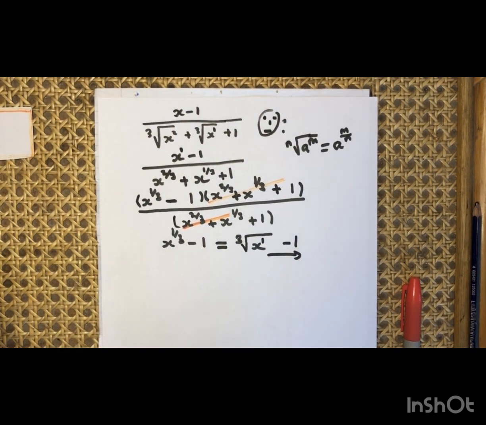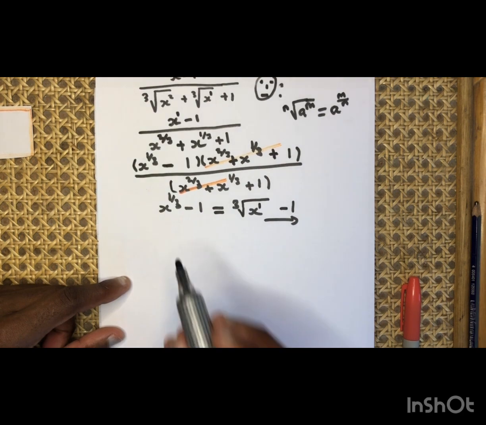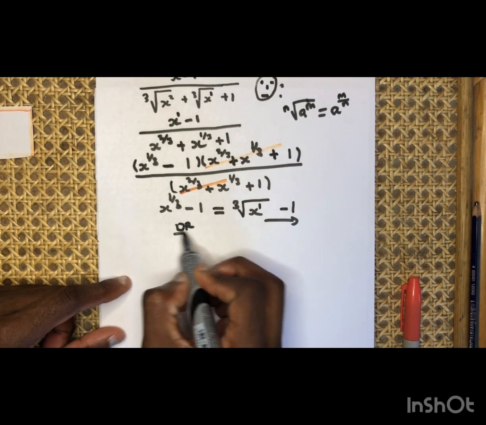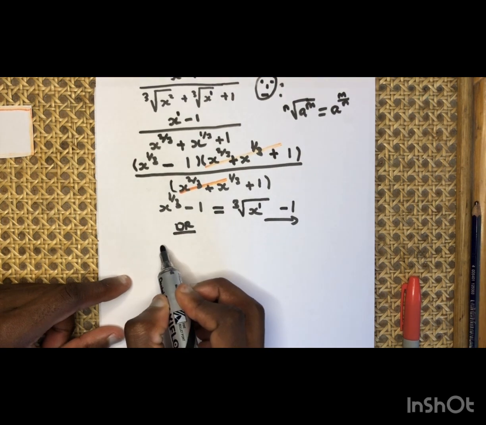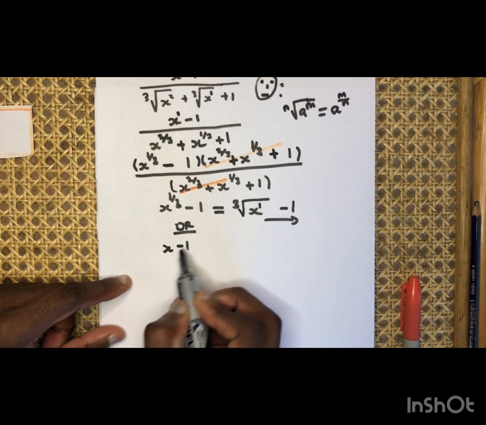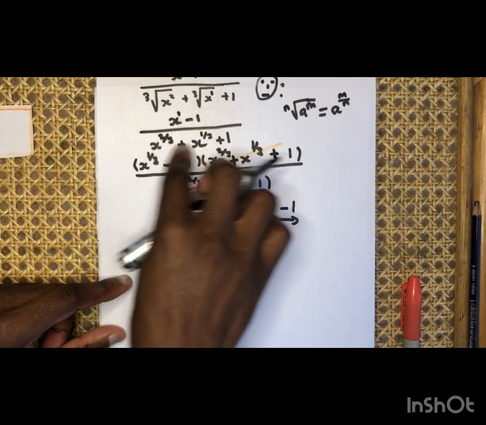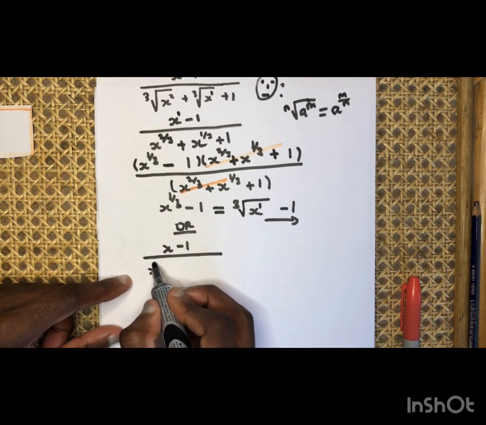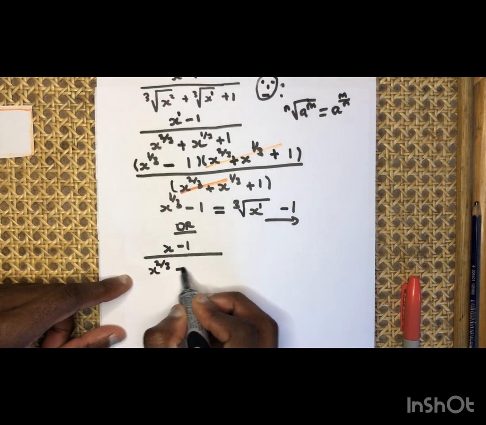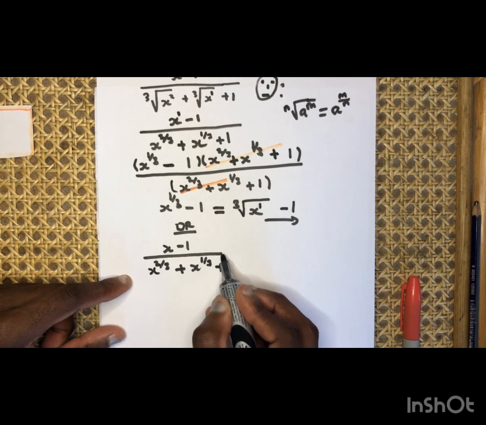Right, hope that is clear, guys. Hope you understand. But let's try another method so that you can catch it. I'm going to apply the K method here. So I have, guys, (x − 1) over, I'm going to take it here, good people, x^(2/3) + x^(1/3) + 1.